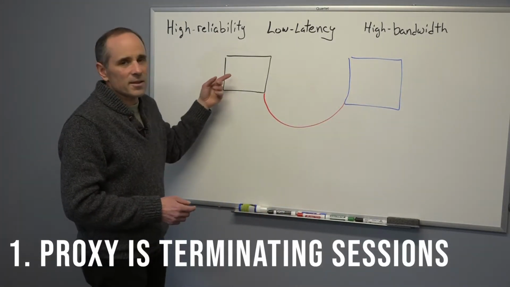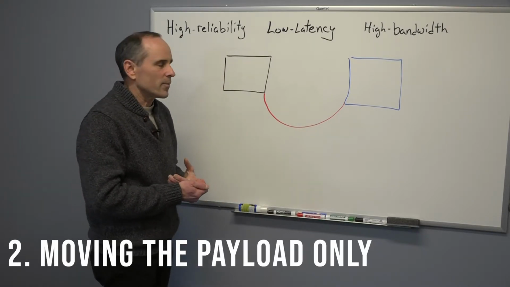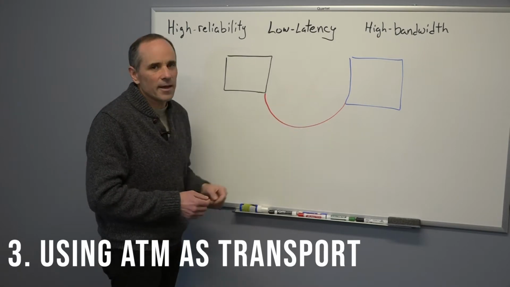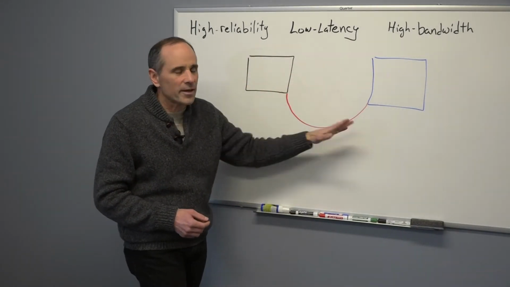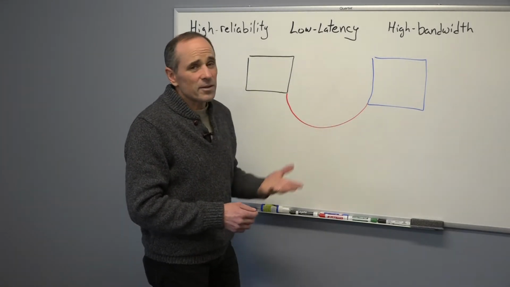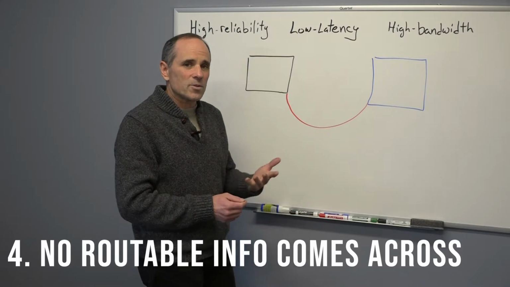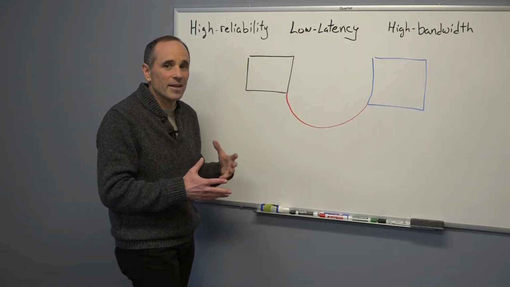A couple of things that are happening here. One, we've got the proxy that's terminating those sessions. Number two, we're moving the payload only. Number three, we're using ATM as our transport. Again, high reliability, low latency, so we're moving a lot of traffic across very reliably to get to the other side. And then three, none of the routable information comes across. So no IP addresses, no MAC addresses, none of that header information that actually identifies.